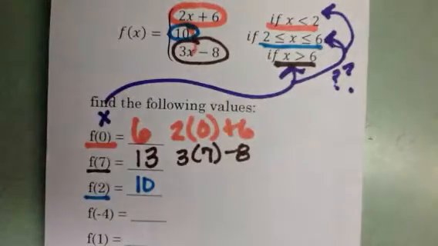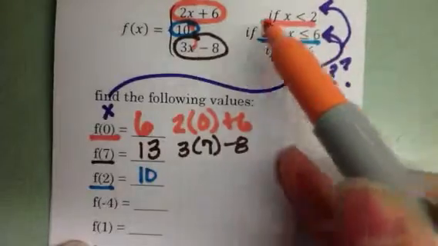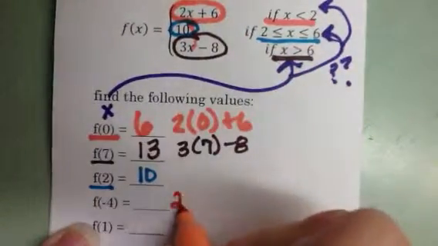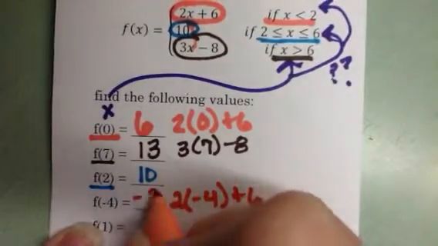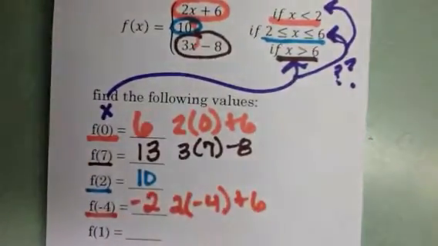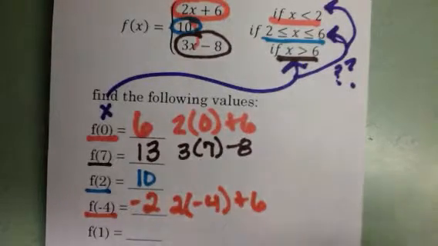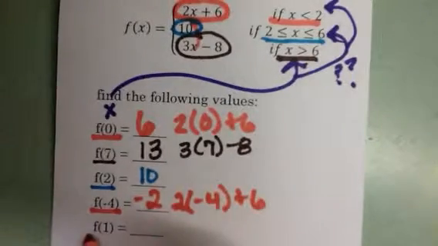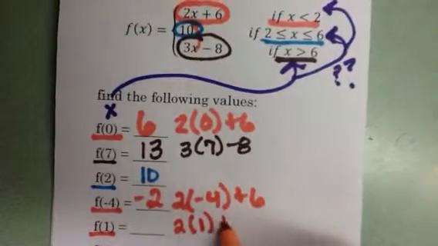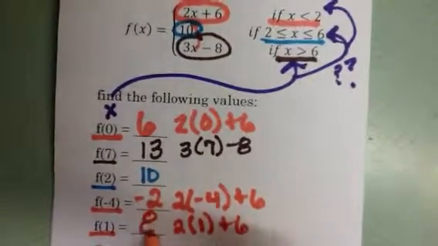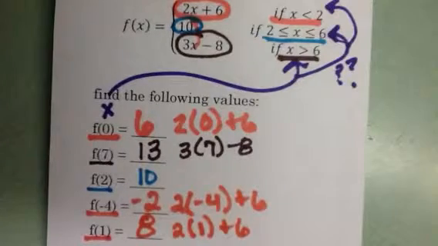Okay, f of negative 4. The negative 4 is our x. It is less than 2, so we're going to use this equation. So 2 times negative 4 plus 6, so negative 8 plus 6 is negative 2. F of 1. 1 is also less than 2, so we're going to use that same one again. 2 times 1 plus 6. 6 plus 2 is 8.